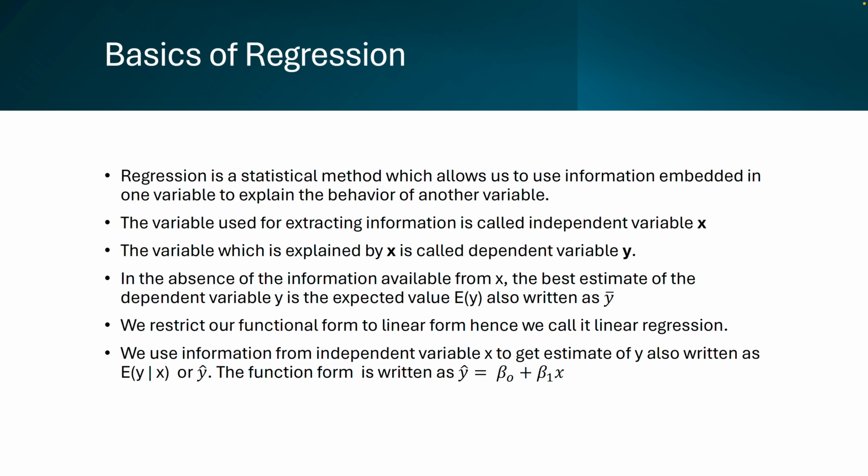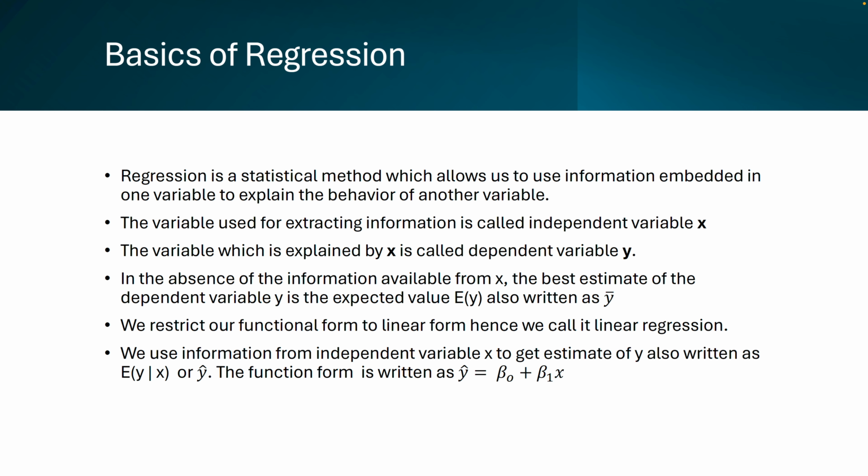For the simple linear regression modeling, we restrict our functional form to linear form. Hence, we call it linear regression. Why do we call it a simple linear regression? Because there is only one explanatory variable to explain the dependent variable y.